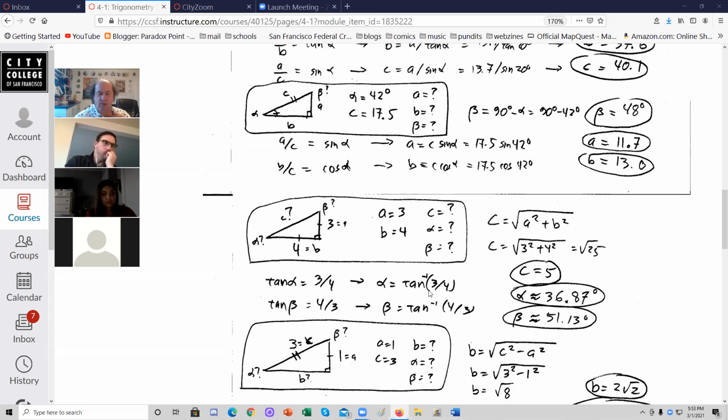Now, given A and B, tangent alpha is 3 over 4. So alpha is arctan 3/4, or 36.87 degrees. Tan beta is 4 over 3. So beta is arctan 4 over 3, or 51.13 degrees.